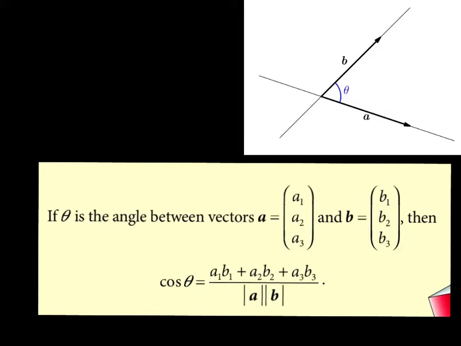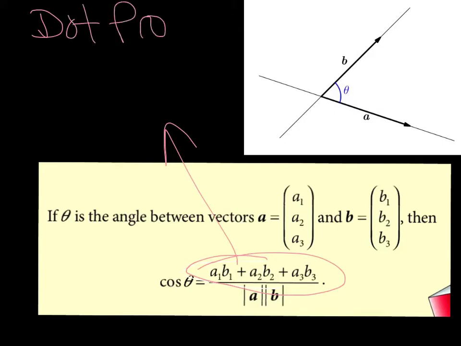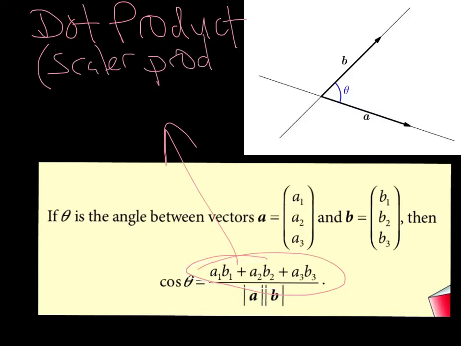Now, this thing up on top, that right there, that's what we call the dot product, or scalar product. And the notation for that is A dot B. And it's equal to multiplying the x components, multiplying the y components, multiplying the z components, and then adding them together.